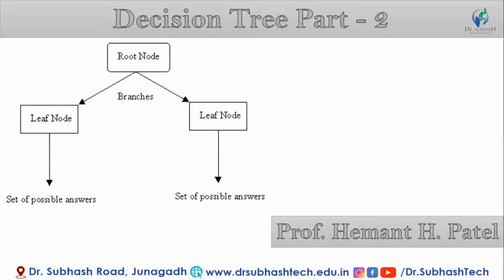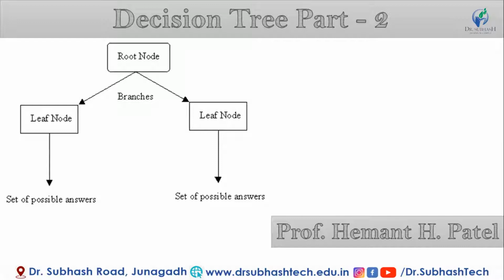A decision tree is a decision support tool that uses a tree-like model of decisions and their possible consequences, including chance events, outcomes, resource costs, and utilities. It is one way to display an algorithm that only contains conditional control statements. Decision tree is the most powerful and popular tool for classification and prediction.